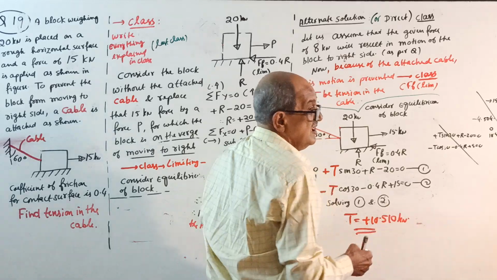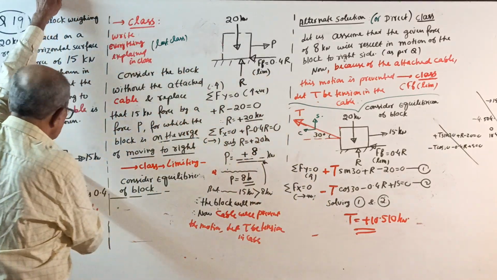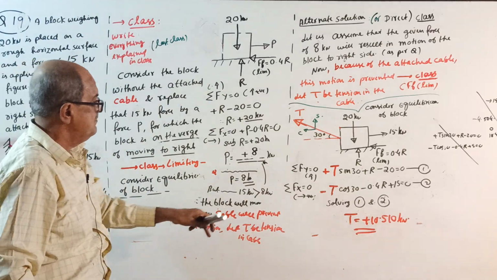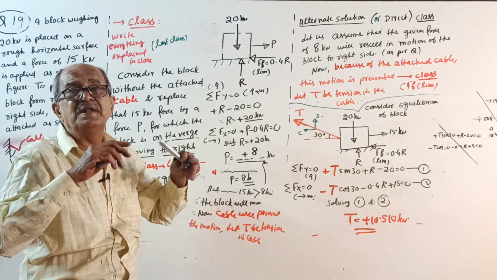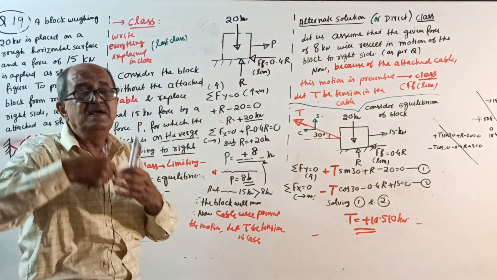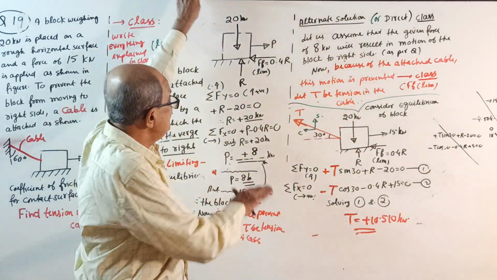10.510 kilonewton. Yes. So the block is on the verge of moving when the force is 8 kilonewton. When you apply 15 kilonewton, the block will try to move. The tension in the cable will prevent it. So the tension required is 10.510 kilonewton. This is the solution.